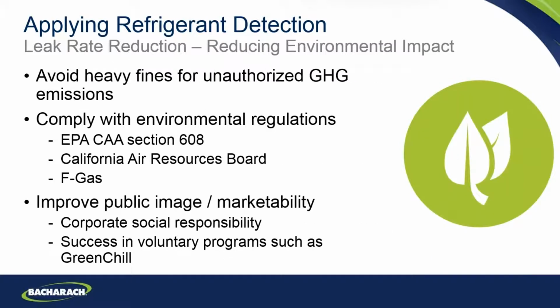Reducing the environmental impact from refrigerant leaks by reducing leak rate also has a number of benefits. It allows the avoidance of potentially heavy fines for unauthorized greenhouse gas emissions, and it also allows compliance with environmental regulations, including the EPA's Clean Air Act, Section 608, the California Air Resources Board Refrigerant Management Program, and the F-gas Directive within Europe. There's also an element of improving the public image and marketability of a corporation through showing this level of corporate social responsibility, and there can also be a lot of promotion to be had through success in voluntary programs such as the Green Chill program, which operates across the US grocery sector.